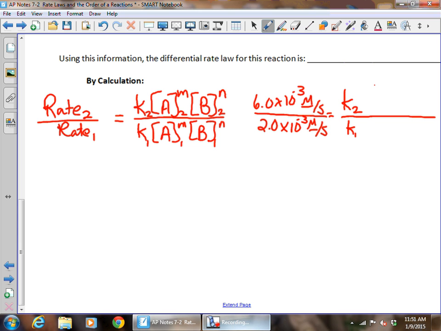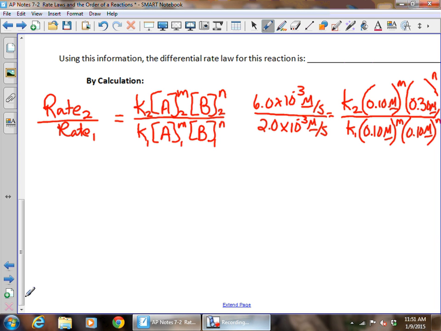Now the concentration of A for reaction 2, or experiment 2, is 0.1 molar, and that's going to be raised to the m. And the value for B is going to be 0.3 molar, and that's going to be raised to the n. For reaction 1, A was still 0.10 molar, and so was B. Okay, so that's going to be our equation that we're going to solve.